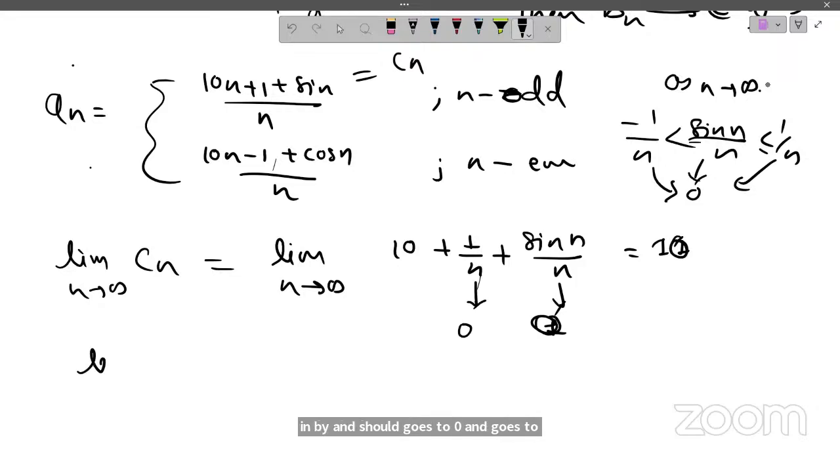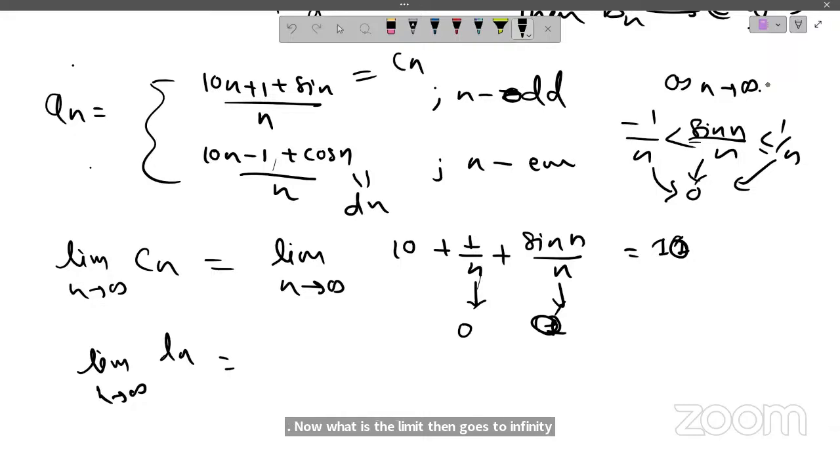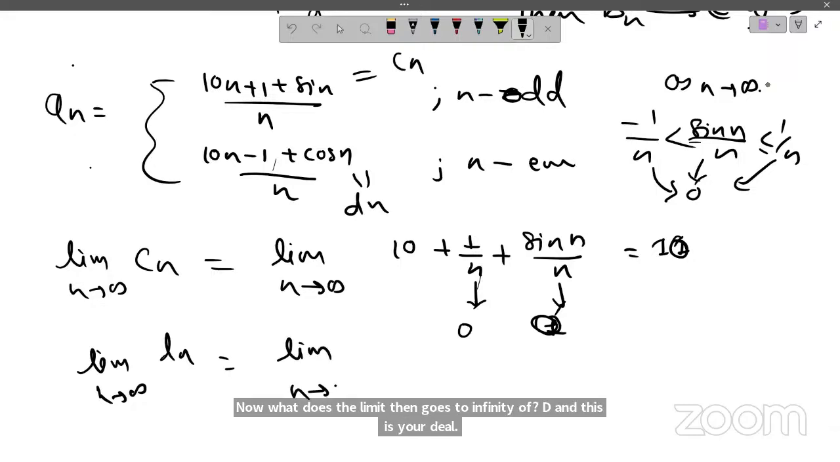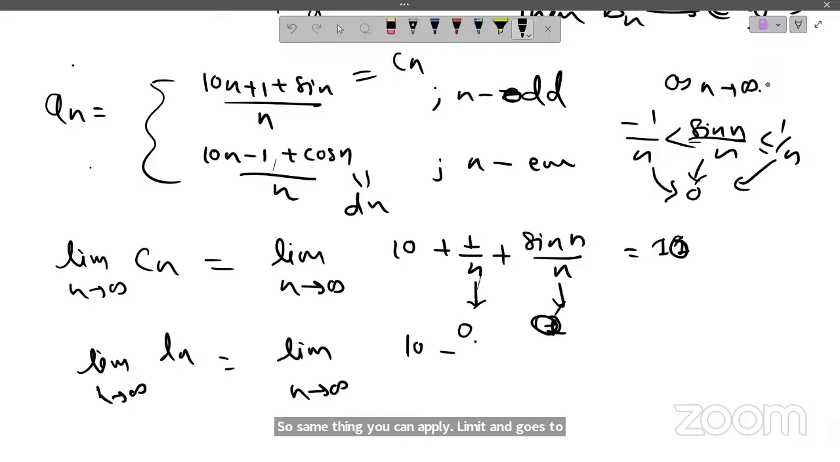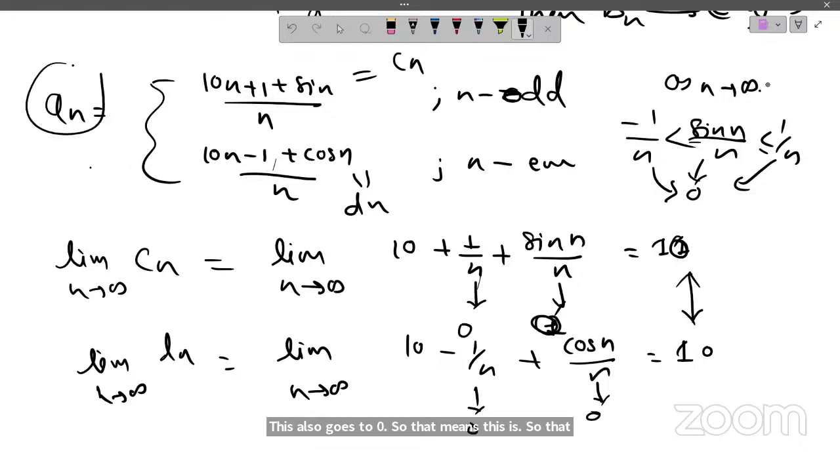Fine. Now what is the limit as n goes to infinity of dn? And this is your dn. So same thing you can apply. Limit n goes to infinity, this is 10 minus 1 by n plus cos n by n. Again, cos n by n is bounded by 1 by n and minus 1 by n. So that's why it also goes to 0. This also goes to 0. So that means this is also equal to 10. So that means your dn and cn converge to the same thing. So that means your an is also convergent, and it also converges to 10.